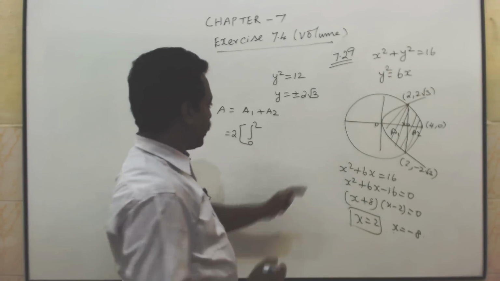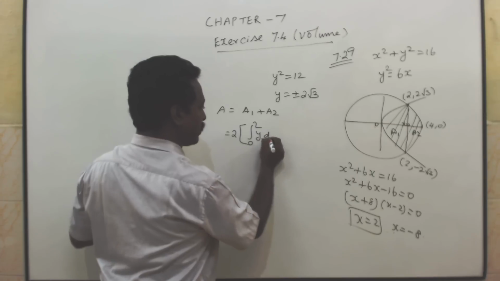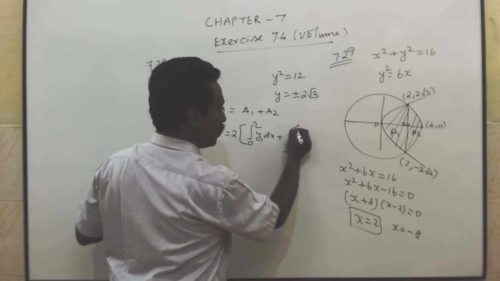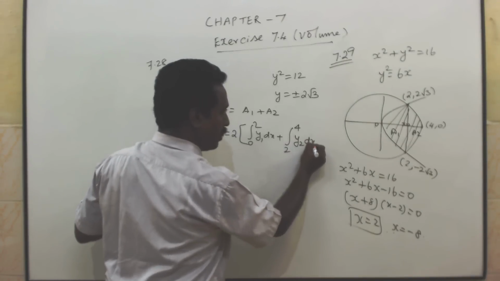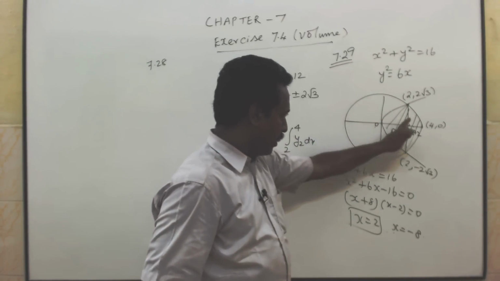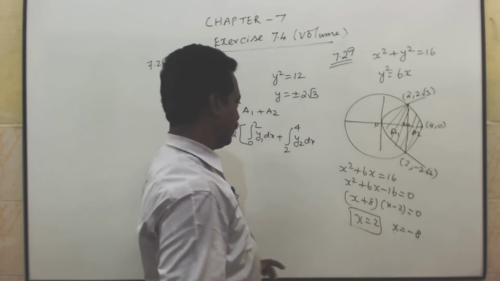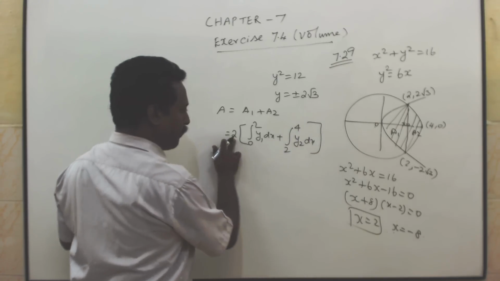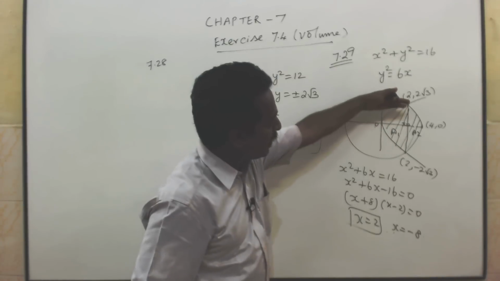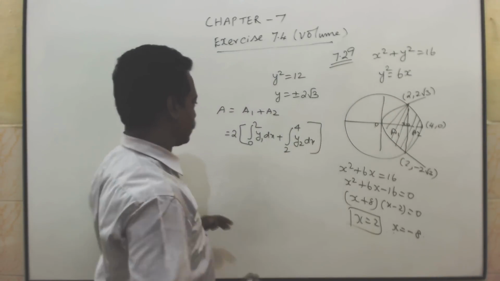0 to 2 y dx. Here y1 dx, plus 2 to 4 y2 dx. y1 is taken from the parabola, y2 is taken from the circle. Multiplied by 2, since the area is both above the x-axis as well as below the x-axis.